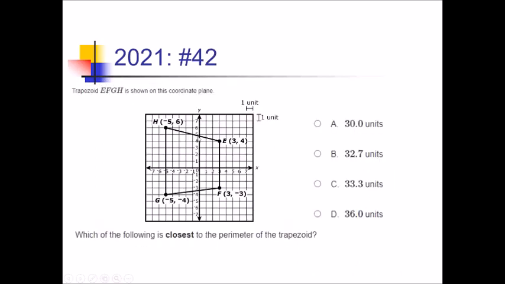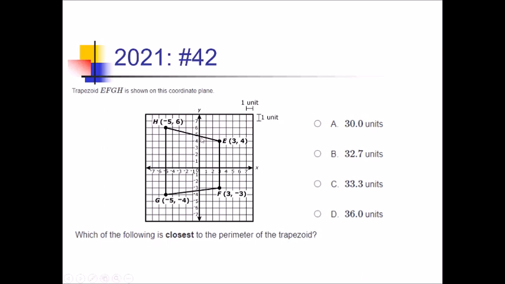For this problem, we've got a big old trapezoid on a coordinate plane, and we're trying to get the perimeter of this trapezoid, which is to say the distance around the trapezoid. That means we're going to have to calculate the distances of all 4 sides, and I'm just eyeballing it, but they all look like they're probably different distances. And then we'll just add them together. So I'm going to start up here with HE.